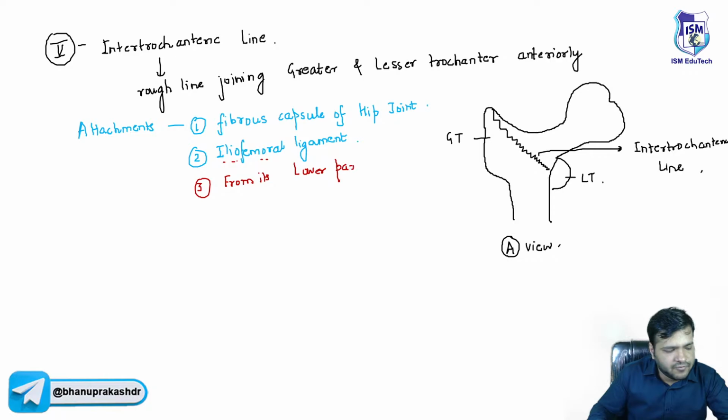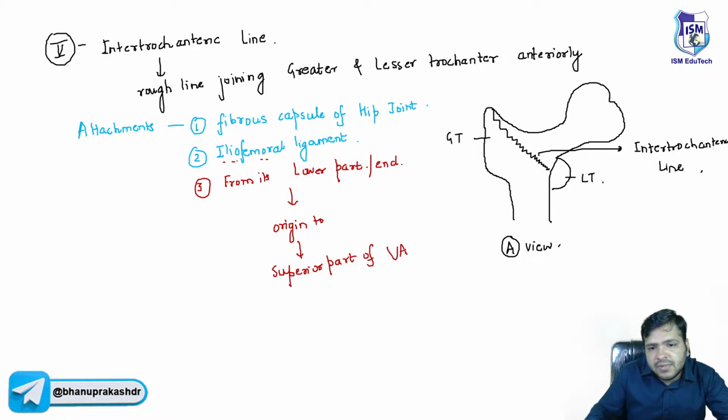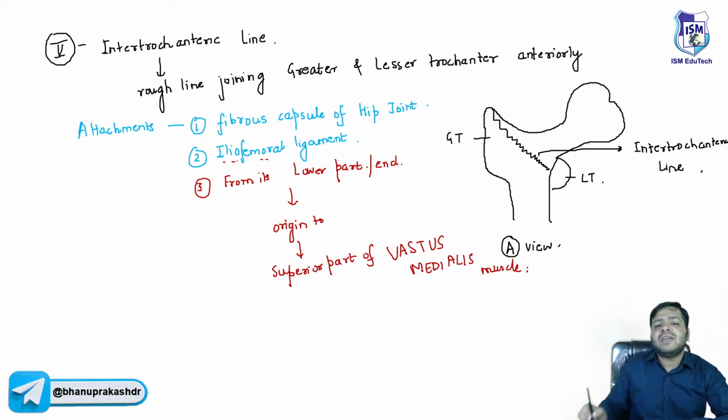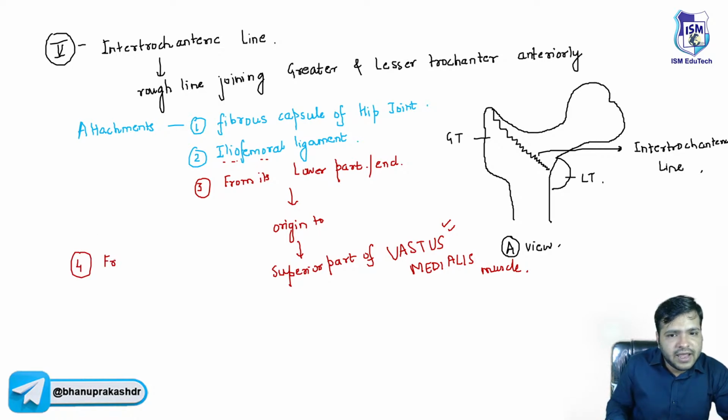From its lower part बेटा, from its lower part or lower end, it will give origin to the superior part of vastus medialis muscle. Beta, just remember we have three vastus muscles in the thigh region. Okay, we have vastus medialis, vastus lateralis, and vastus intermedius. So superior part of vastus medialis muscle.